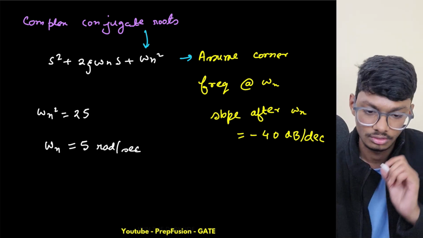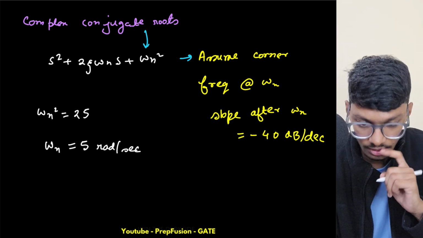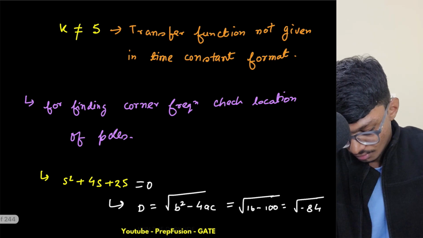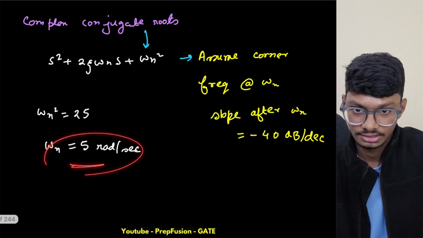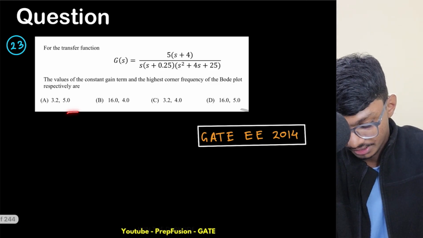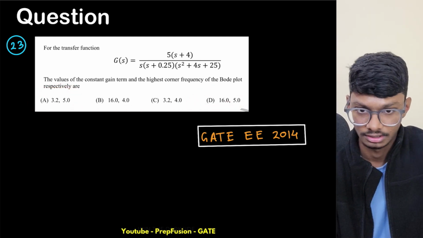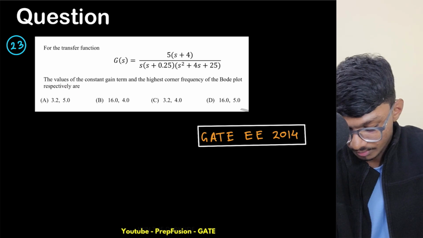Okay, so these are the things. Now what else? So basically omega n we got. This is the highest corner frequency from here. So 5 will be the highest corner frequency. So either option A or option D will be correct. These options are eliminated. So now what about my k, value of k?